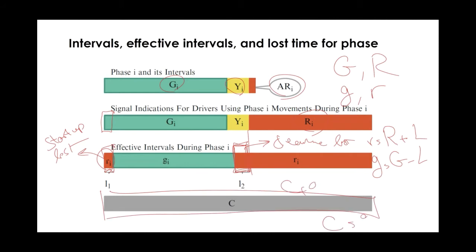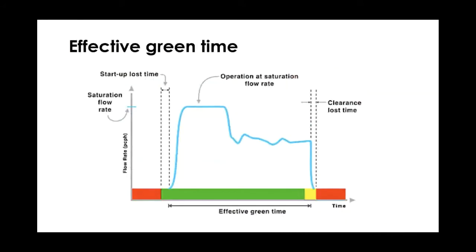And cycle length C is actually the summation of small g plus small r, or C is actually capital G plus capital R plus capital Y. So the summation of the green time plus red time plus yellow time gives us the cycle time.